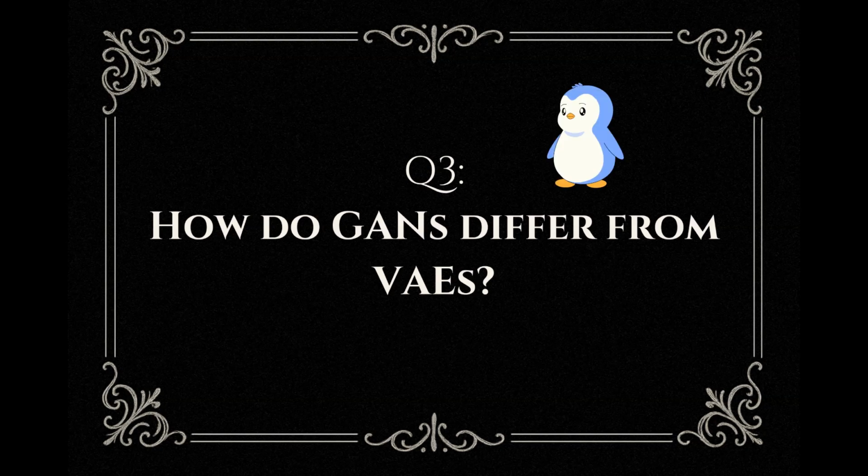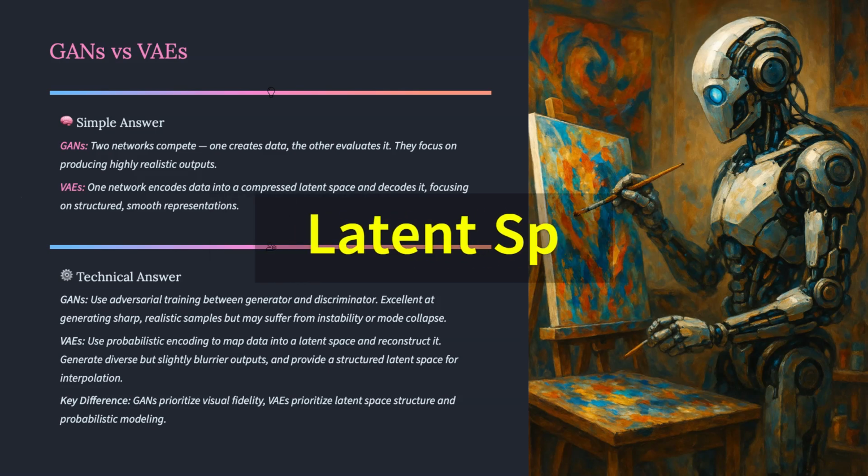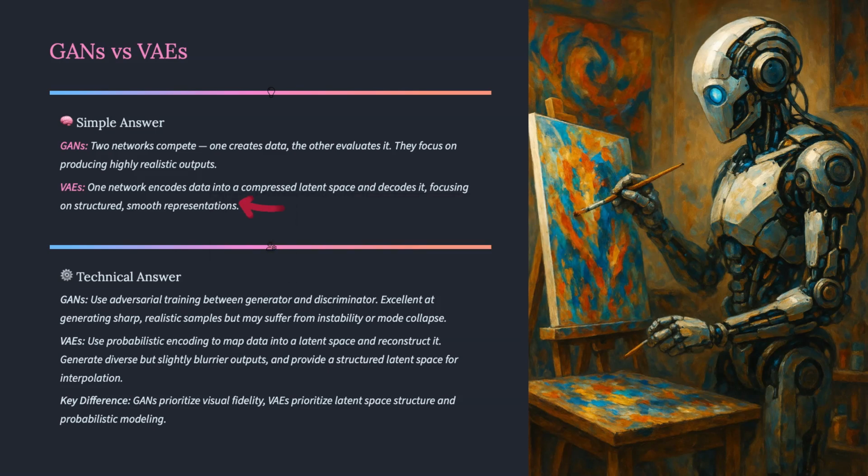How do GANs differ from VAEs? GANs and VAEs are both generative models, but they create data in very different ways. In simple terms, GANs use a competition between two networks, where one generates data and the other judges it, leading to highly realistic outputs. VAEs compress data into a latent space and then reconstruct it, creating smoother but sometimes softer results.